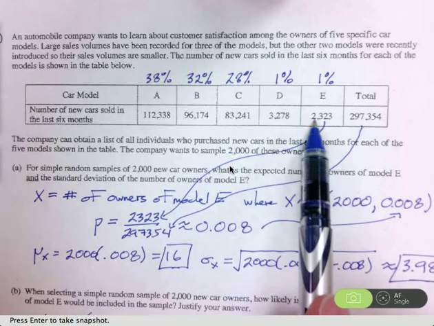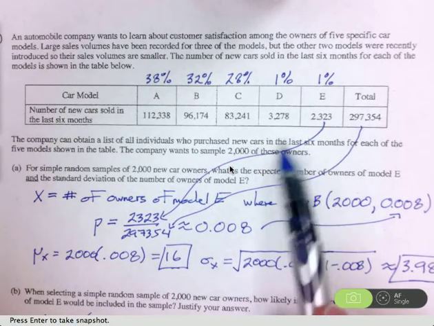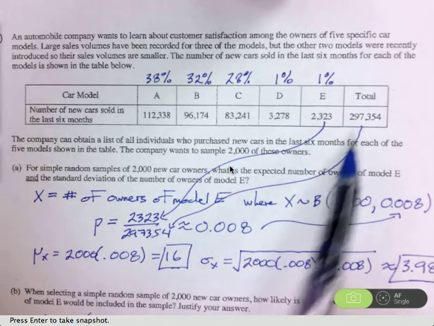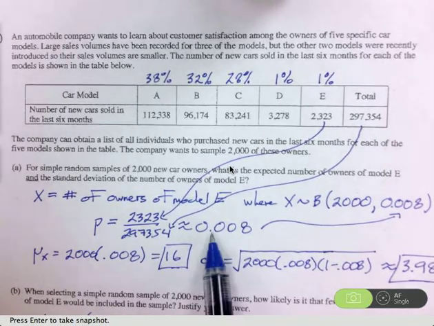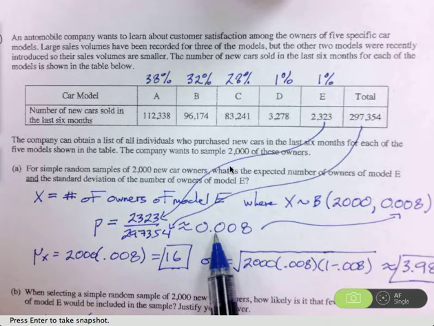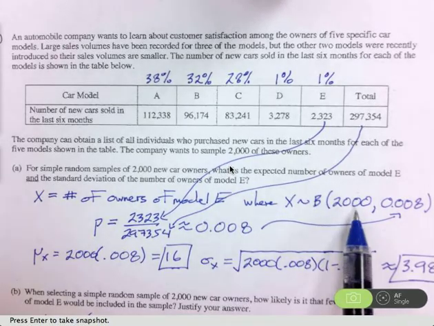There were 2,323 individuals that bought this model out of a total of 297,354 people. So that gives us our success probability. We have 2 outcomes: they either bought or didn't buy Model E. There's a fixed number of trials, 2,000.